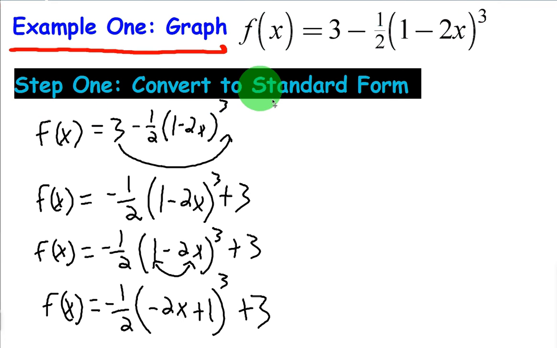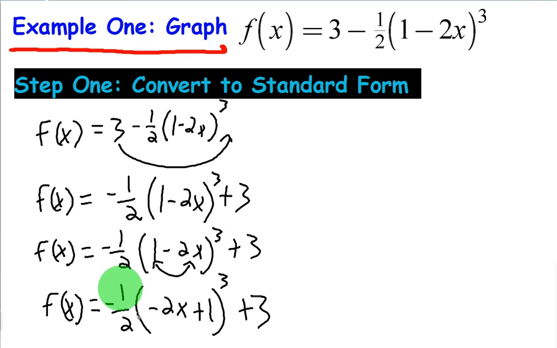Okay, step 1 is to convert to standard form. So after you've identified which type of function it is, you need to arrange these numbers correctly. The number in front of the function needs to come first. So this negative 1/2, yes, do include the minus, needs to come first in the function. Next up, the number in front of the x needs to come first before this constant number. So you want to switch these two. So switch the 1 minus 2x to become negative 2x plus 1. And then finally make sure that the constant number away from the function goes to the end.